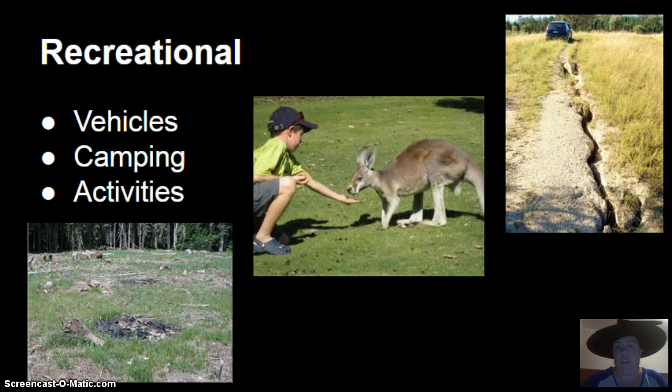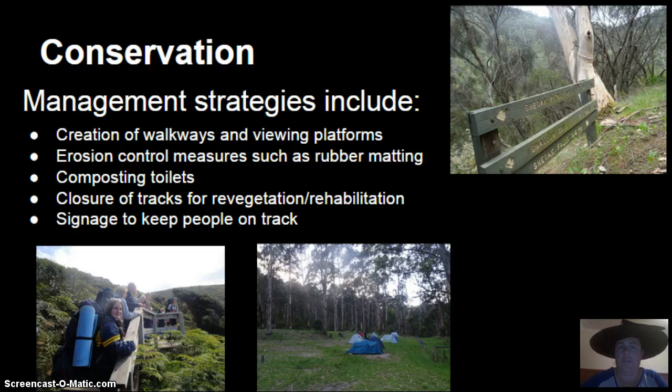We then looked at recreational, and so we talked about vehicles and the access that we give ourselves to our outdoor environments. We talked about camping, and we talked about different activities. So it could be your rock climbing, it could be your mountain bike riding, canoeing, kayaking. Oh, the list goes on. Last but not least, we had a quick look at conservation and the management strategies that we put into place in order for us to do the other things and do them well.